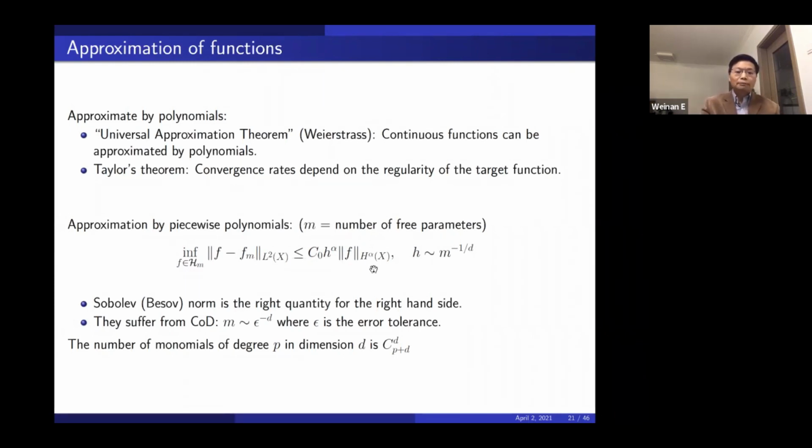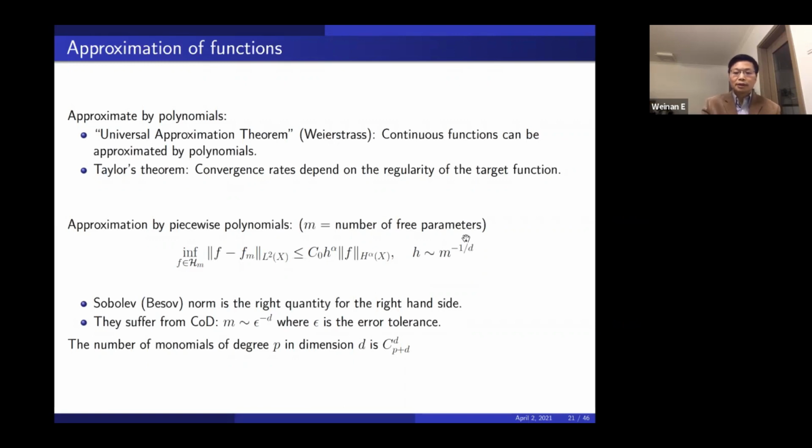Okay, now notice that results like that suffer from the curse of dimensionality because of the mesh size h. By the way, h is the size of the mesh. When you do the piecewise polynomial, you have to have a mesh. h is the size of a mesh, and M is the number of total parameters. So h is related to M by this, and D is the dimensionality of the problem.